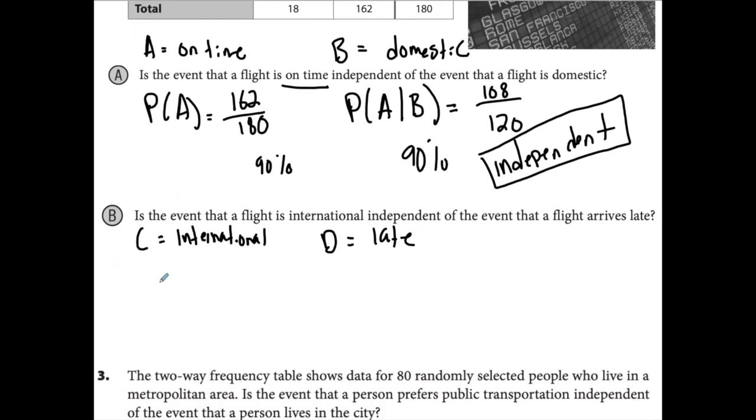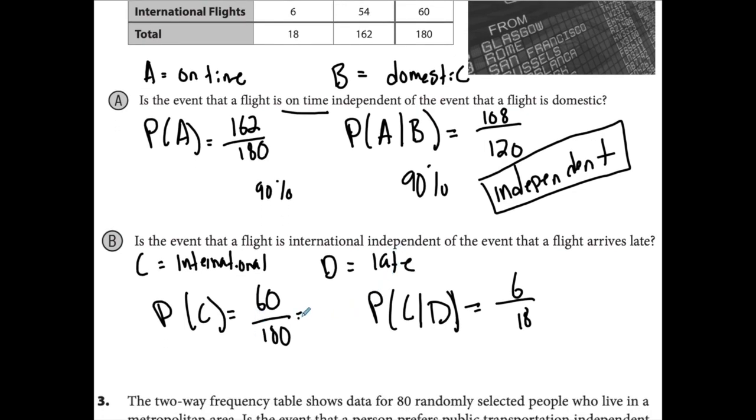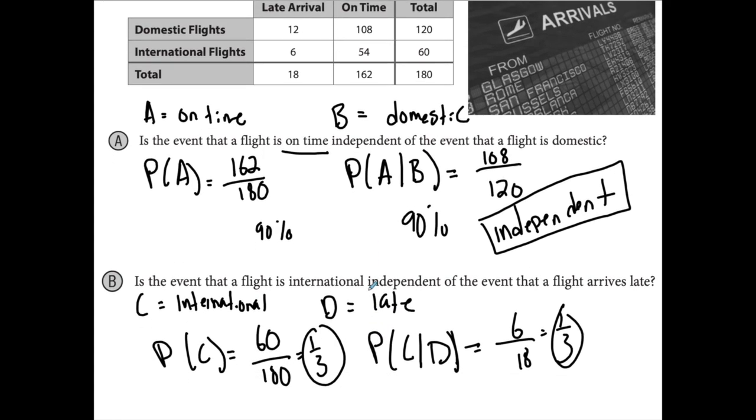So what we need to look at is this. The probability that a flight is international is given by the fact that there are 60 international flights out of 180, and the probability that a flight is international given that it is late. Well, how many flights are late? There are 18 flights that are late. There are 6 flights that are international. By simplifying, you get 1/3 and 1/3. So these are equal. Now, technically, you should do it the other way around. The probability that you're late is going to be 18 out of 180.